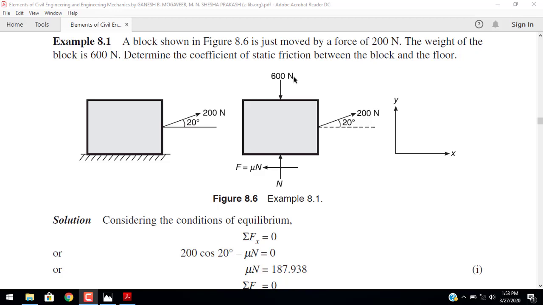Hello everyone. So in this video I'll be explaining a few example problems related to friction.